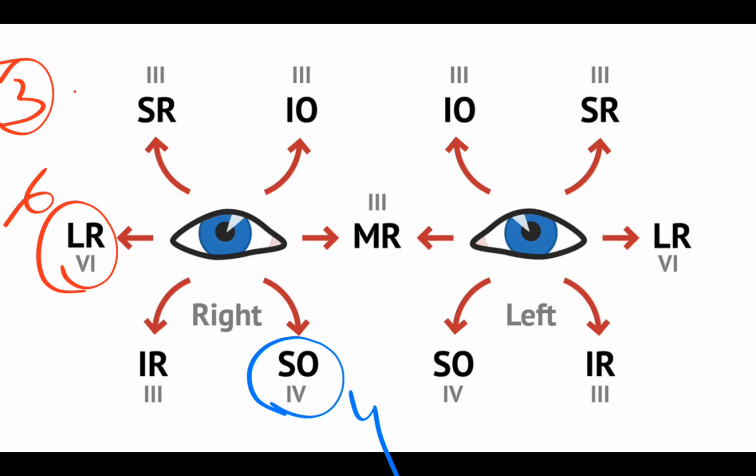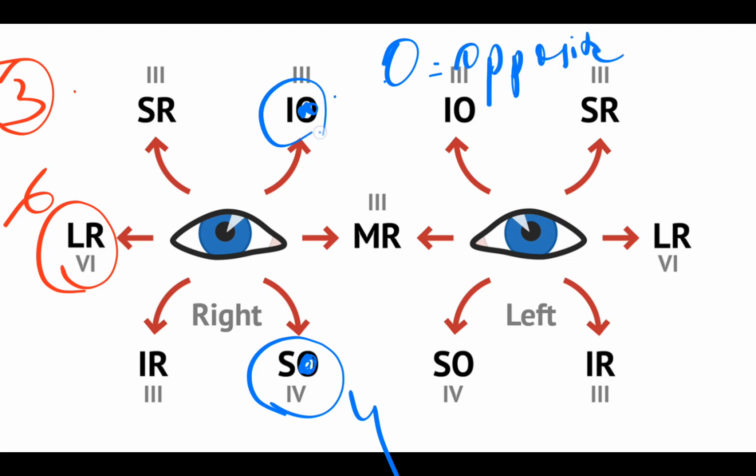So SO has an O, right? IO has an O. So IO is inferior oblique, SO is superior oblique. So with O you can remember that it is opposite. That's why inferior oblique muscle makes the eye look upwards instead of downwards, and superior oblique muscle makes the eye look downwards, not upwards. Because it has an O, it is working oppositely, whereas superior rectus doesn't have an O, right?